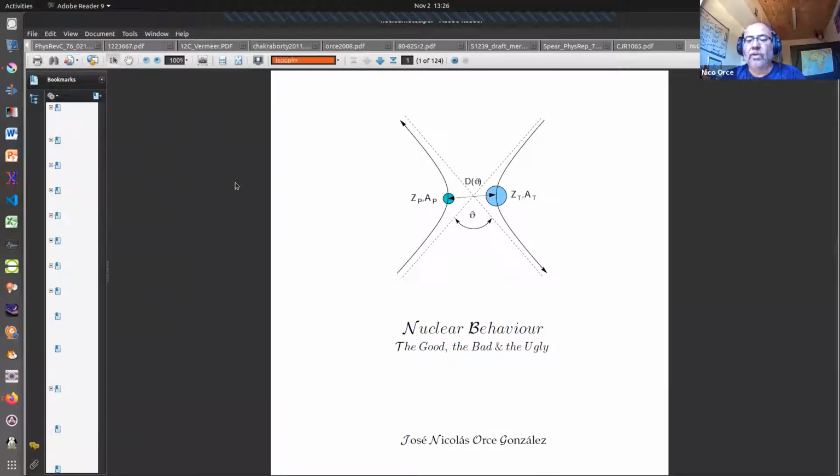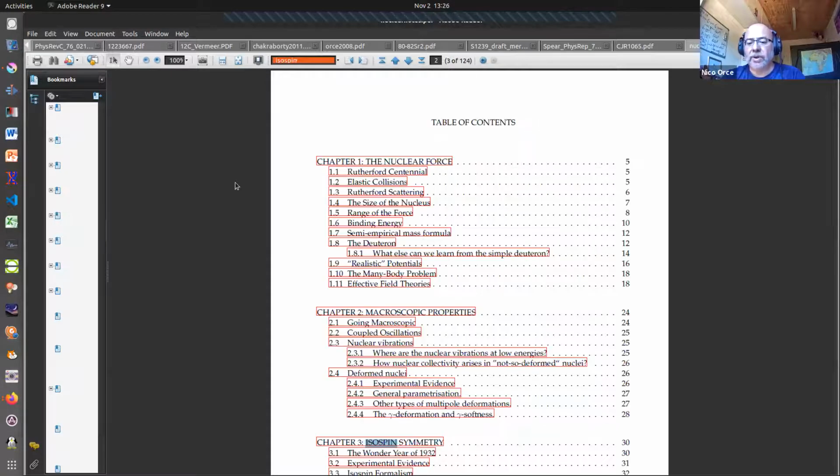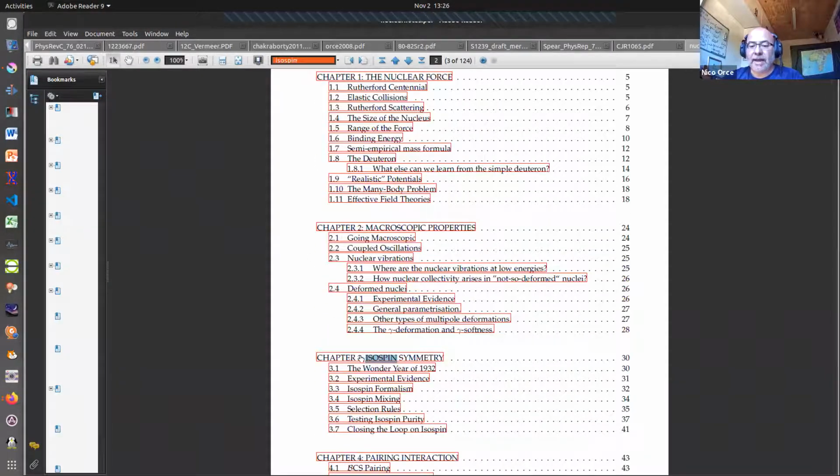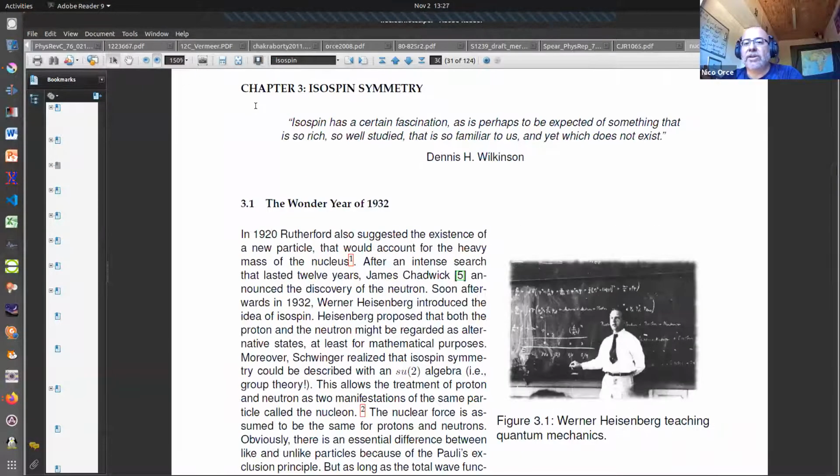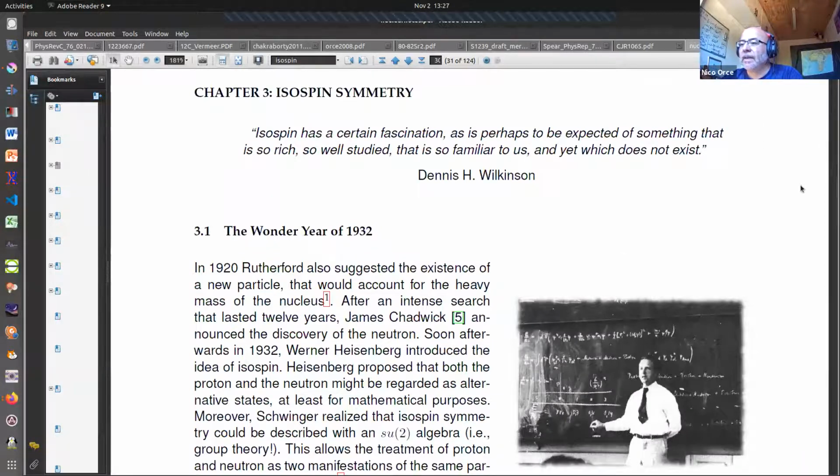Here we are going to get into it by going to the isospin chapter, which is chapter 3, isospin symmetry. So as I was saying, the idea of isospin is not a real thing. It's something fictitious. It's just a mathematical approximation to treat proton and neutrons as the same particle called a nucleon.